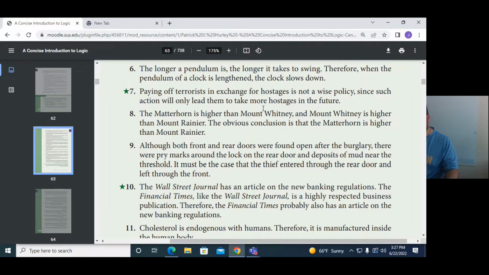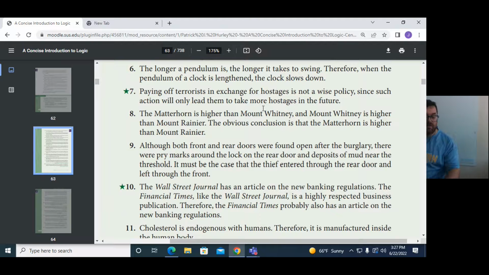Pause to consider. Yes, the word since is a premise indicator, right? So such action will only lead to take... I'm going to pause that. Take that back. No. The word since is not a reliable indicator for us, right? So paying off terrorists. No, it is the premise. Yeah. So paying off terrorists will lead to them taking more hostages in the future. Conclusion, paying off terrorists in exchange for hostages is not a wise policy.